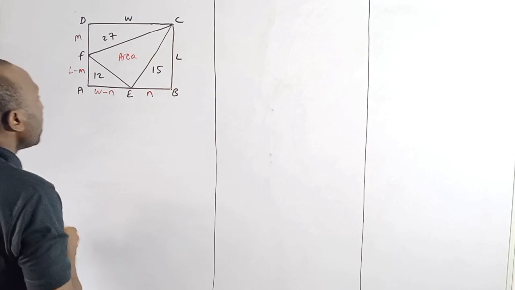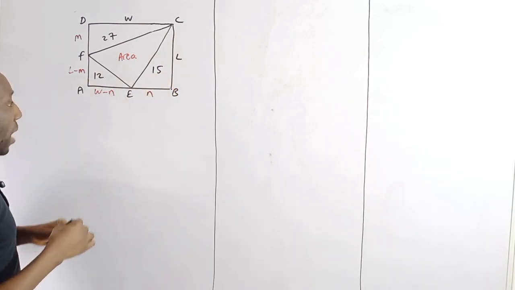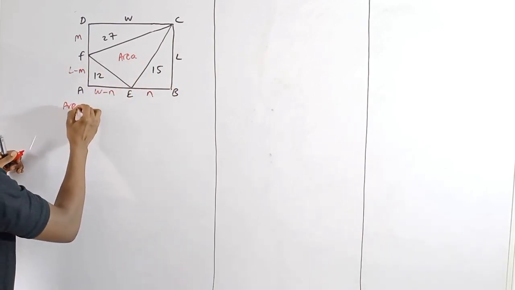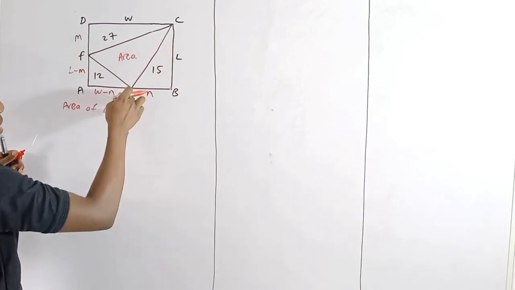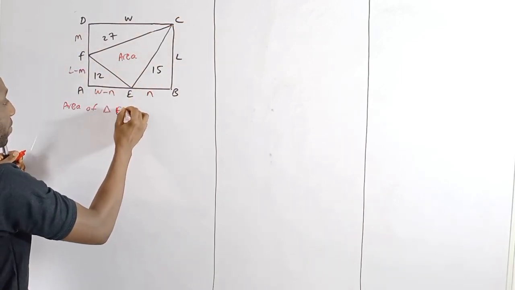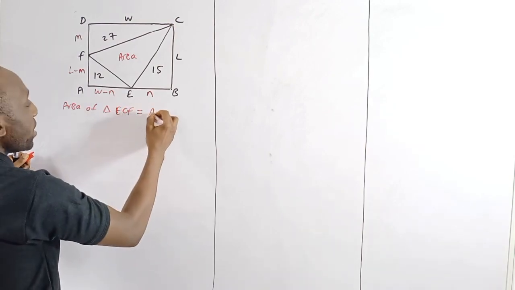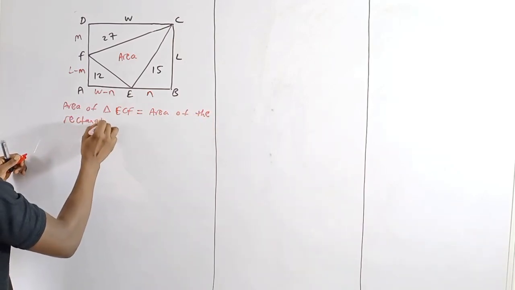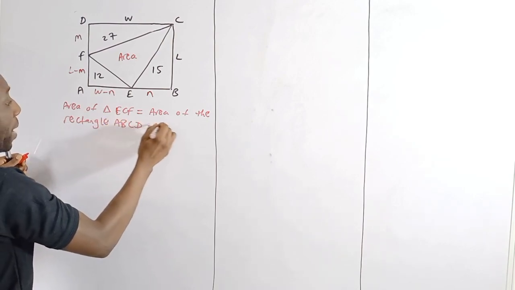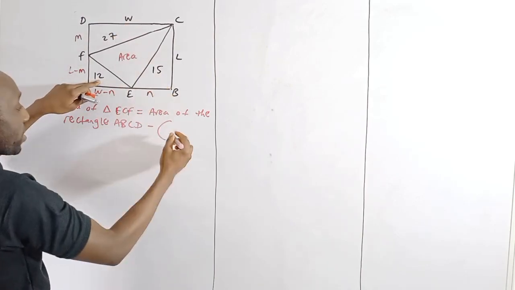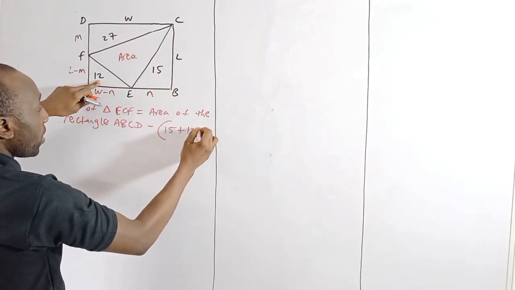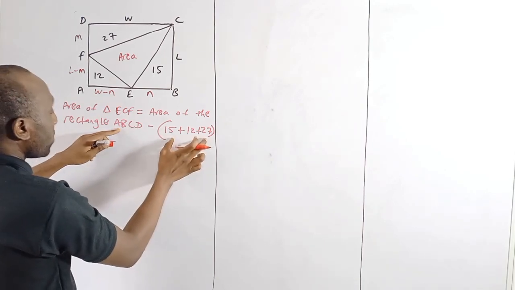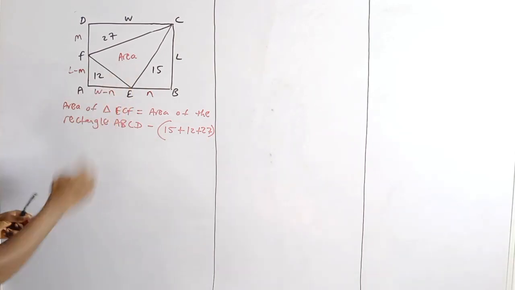Let's begin. So let's start with this triangle. Now, I need to write also that the area of triangle ECF will be equal to the area of the rectangle ABCD minus the sum of the respective areas given: 15 plus 12 plus 27. So once we're able to get the area of this rectangle, we'll subtract this from it, and that will help us in getting the area of this triangle.